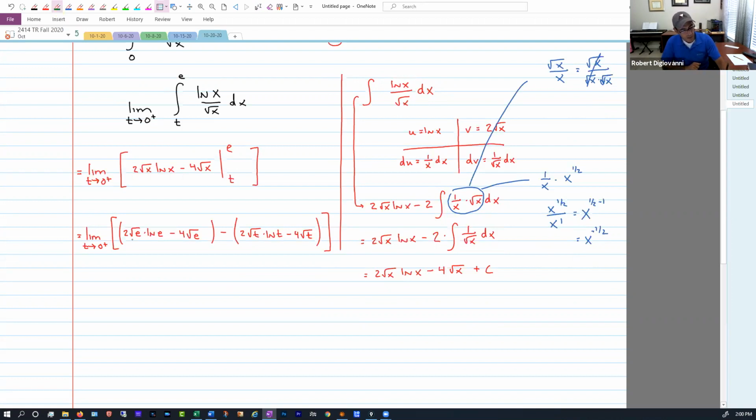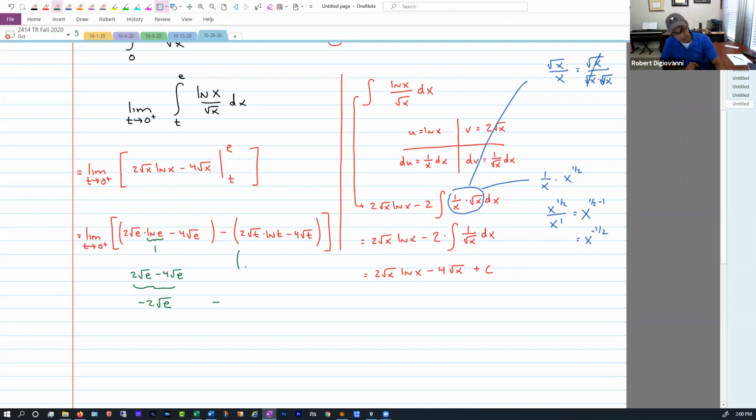So when I plug in e, let's see what we get here. 2 times the square root of e. What is natural log of e? 1. That should just be 1. Okay, so we get 2 root e minus 4 root e, which is just negative 2 root e. Okay, so that's a number, right? Negative 2 times square root of e, whatever that is. So there's no problems there.